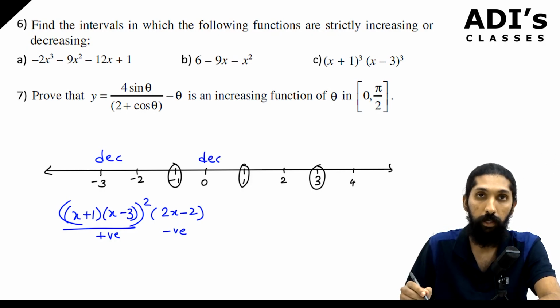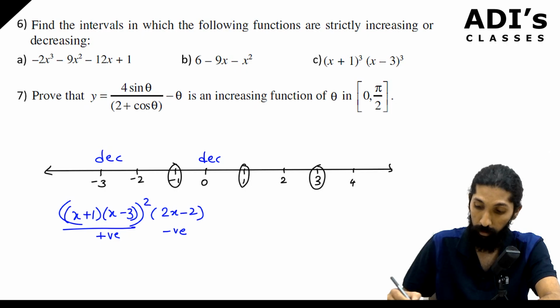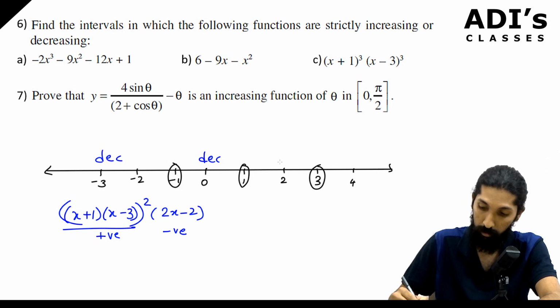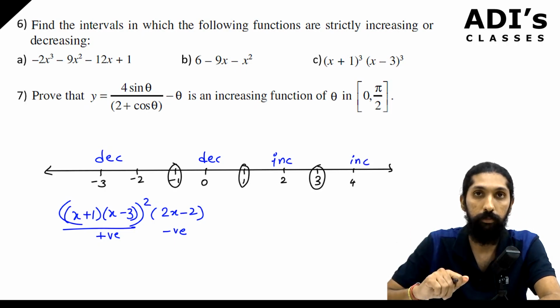Now the next one, 1 to 3. Take any value. Say you take a value of 2. This is positive, so it's increasing. And 3 to infinity is also increasing. So these are the intervals. All right. So let's do the next one.